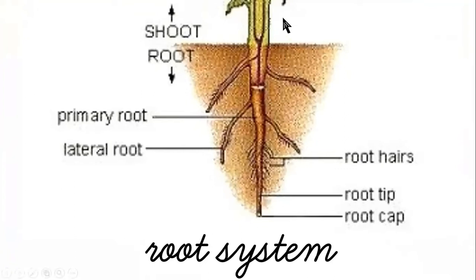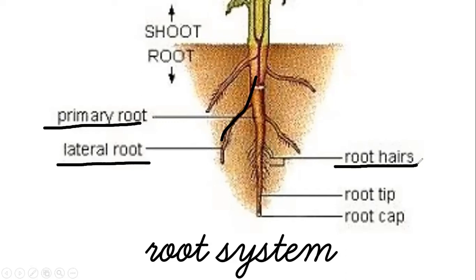The first part of our root system is the main root. We call this the primary root. Now, this root is directly connected to your stem. These small roots that extend from your main or primary root are called lateral roots. And then these hairy structures are called root hairs. We have our root tip and lastly our root cap. Those are the basic parts of our root system.